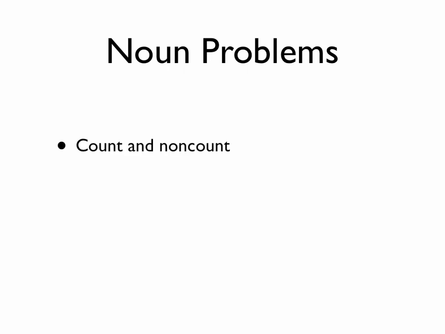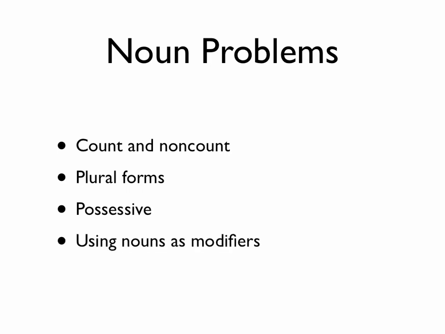Common noun problems: count and non-count, they tend to present a lot of issues. The plural forms of nouns can be really difficult, just remembering which ones. Possessive forms, we're going to return to that when we do more work on punctuation and we look at apostrophes. Using nouns as modifiers can be difficult, and I think that it's difficult because it often relies a lot on memorization or just knowledge of a specific field of study.